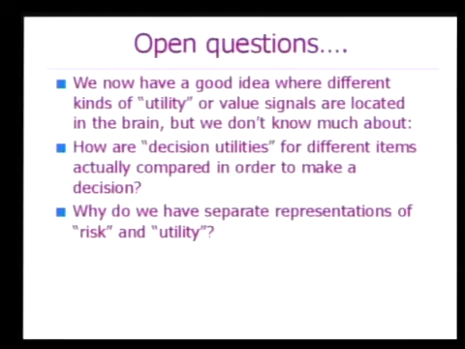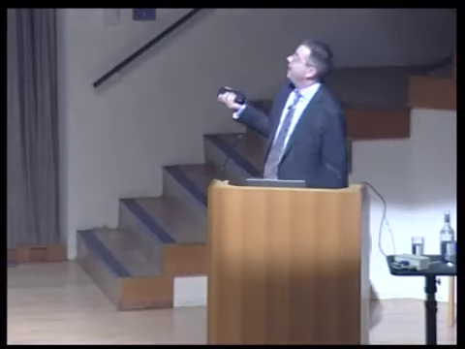And the other question is, why do we have separate representations of risk and utility? Because, of course, an economist might say you only need this nonlinear utility curve to account for risk preference. You don't need to have this risk signal. And we don't know why that is. One possibility is that you need this risk signal combined with other very elementary variables to actually build a representation of utility, which you then use to make your choices.